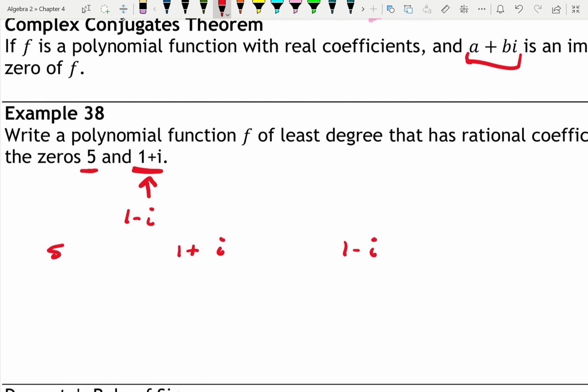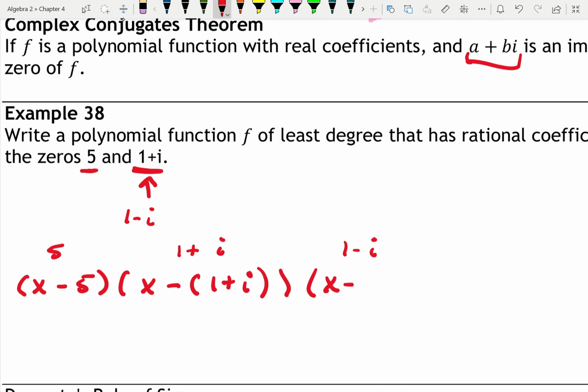As a factor, this would be x minus 5. Over here we'd have x minus (1 plus i), and then x minus (1 minus i). See how I wrote the 5 right there with a minus in front of him. For 1 plus i, I had to put parentheses around him so the minus would go to both. And then 1 minus i, again, I had to use parentheses there.